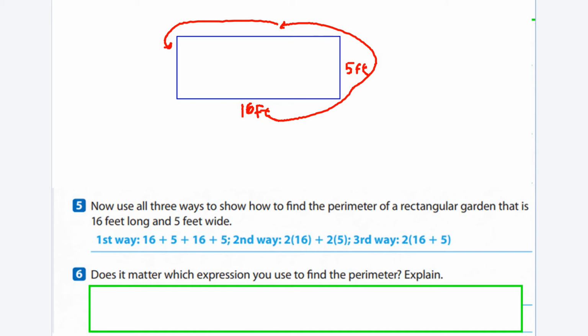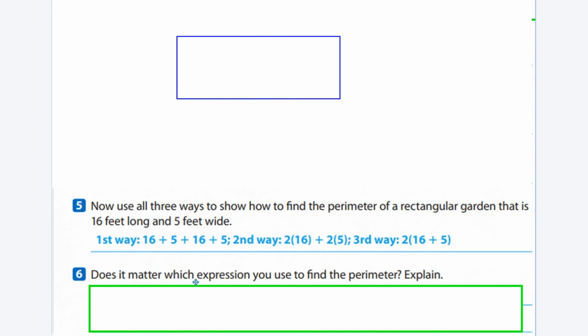The second way, you would do 2 times 16, because there's 2 16s, right? So you do the 2 times 16 plus the 2 times 5. There's 2 5s, right? 5 feet. And the third way, you would just do the 16 plus 5 times 2. Okay? Or the 5 plus 16 times 2.